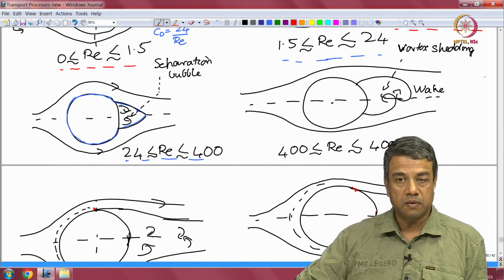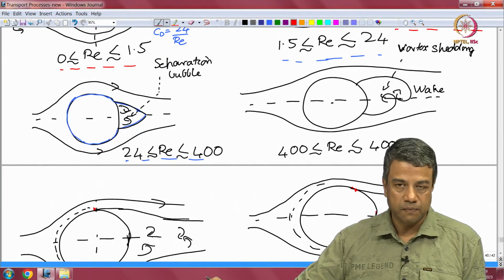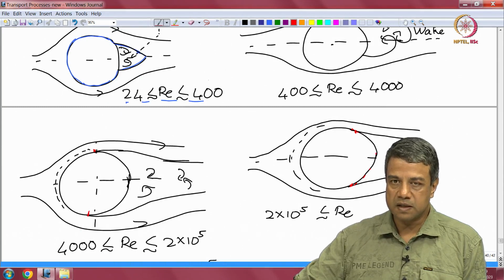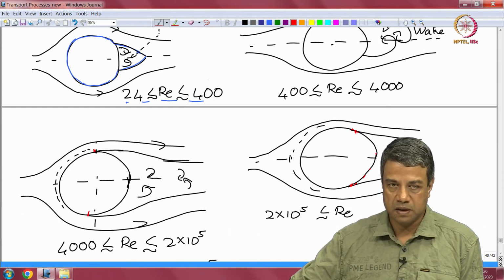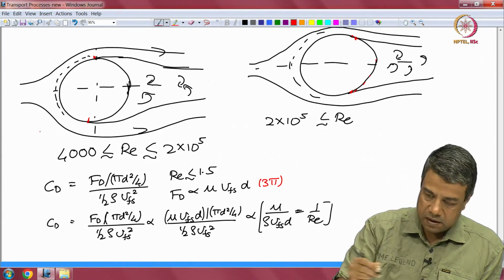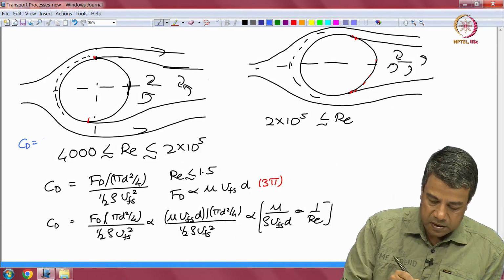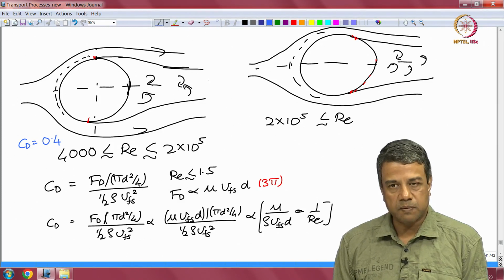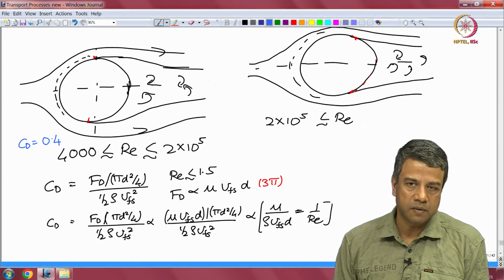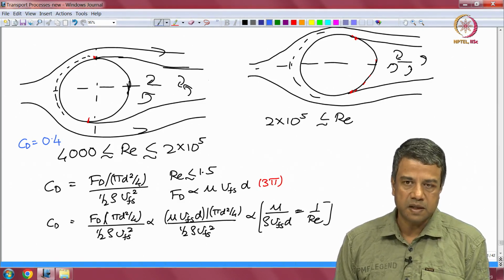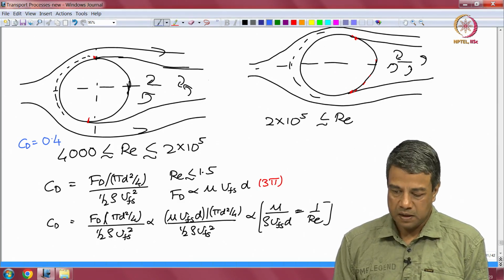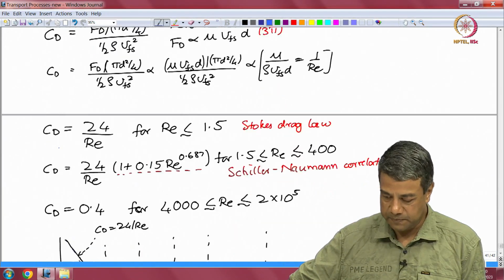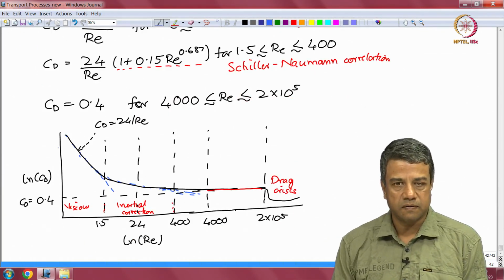When it goes beyond 400, you have unsteady flow in the wake, periodic vortex shedding. So, the flow is no longer steady. As the Reynolds number is further increased, that unsteady flow becomes turbulent. In this region, the drag coefficient is approximately equal to 0.4. Then at 2 into 10 power 5, a transition takes place where the flow in the boundary layer on the upstream side also becomes turbulent. Beyond 2 into 10 power 5, you have a drag crisis where the drag force decreases discontinuously. So, these are the characteristics of the flow past a sphere.